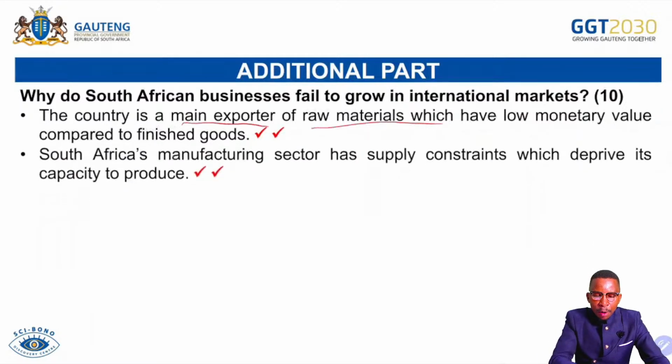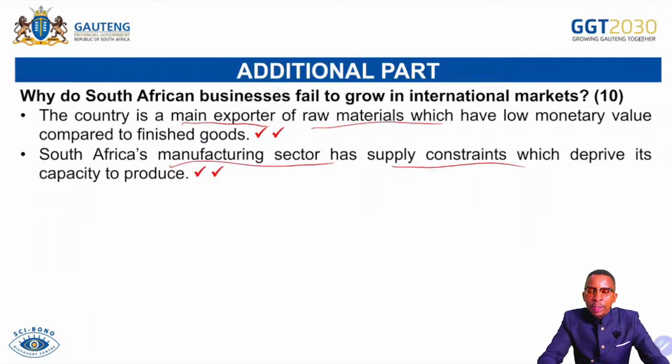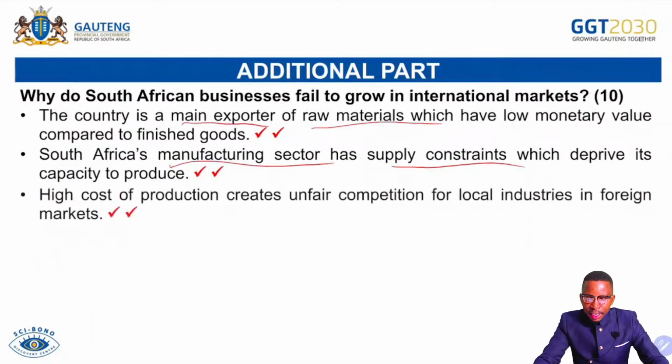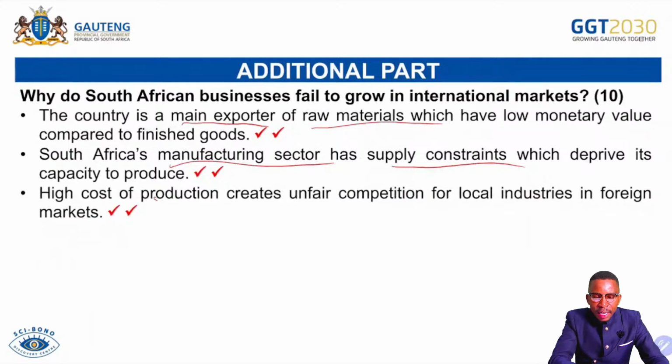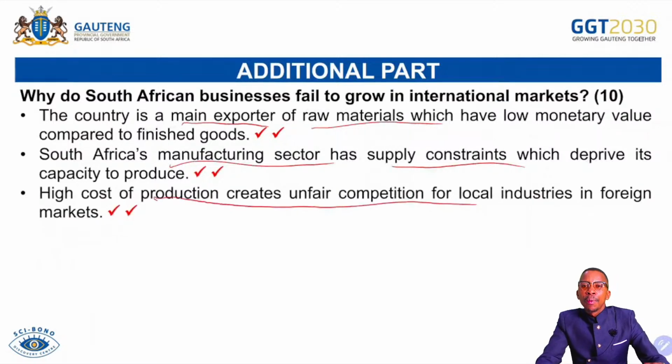South Africa's manufacturing sector has supply constraints or supply challenges, meaning they have less capacity to produce since they lack capital to buy machinery or financial capital so that they can finance their production of goods and services. High cost of production creates unfair competition for local industries in foreign markets. So we produce at a higher cost because we are not highly subsidized as local firms. Also, we have a high cost of production because our cost of infrastructure is too high.